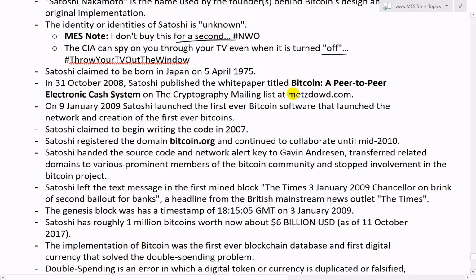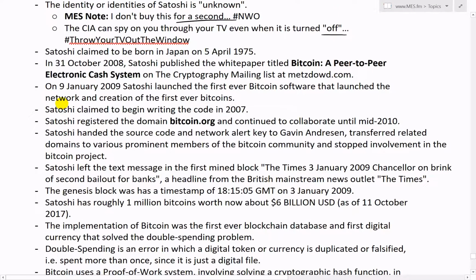So anyways, going further, Satoshi claimed to be born in Japan on April 5th, 1975. On October 31st, 2008, that's Halloween, Satoshi published a white paper titled Bitcoin: A Peer-to-Peer Electronic Cash System on the cryptography mailing list at metzdowd.com. I believe it doesn't run anymore. I can check the website, but I'll maybe do another video on it later.